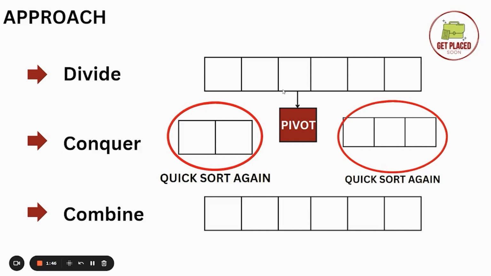And the third step is combine. Combine is a step where we combine all the sorted left subarrays, the sorted right subarrays, and the pivot. We combine them into a fully sorted array. This approach is known as the divide and conquer approach. Now let's understand the steps of how Quicksort works.